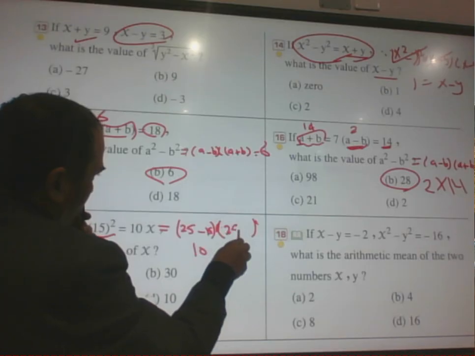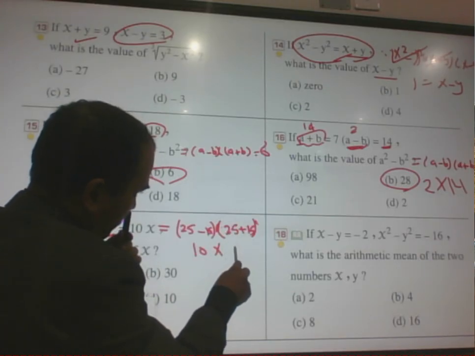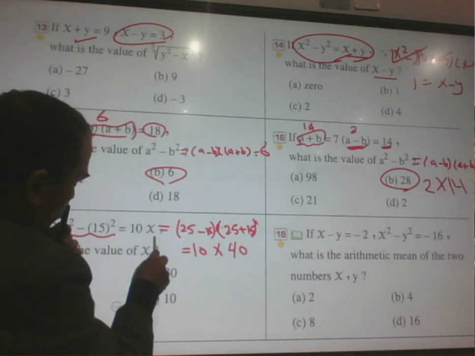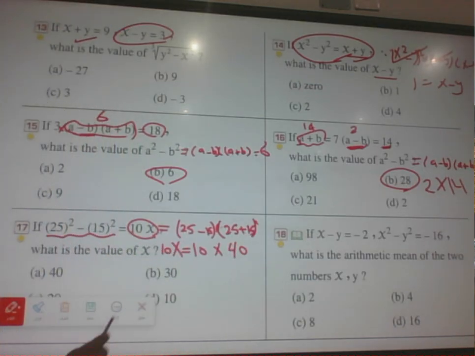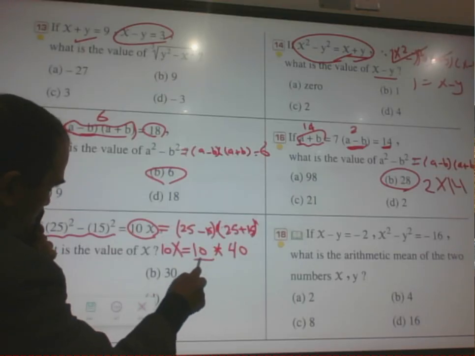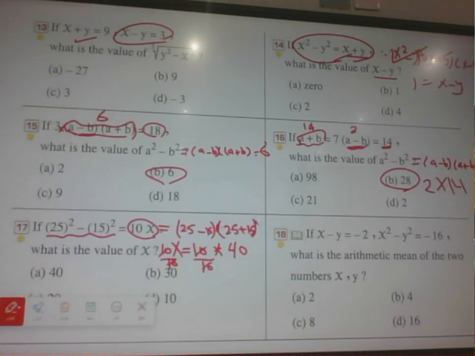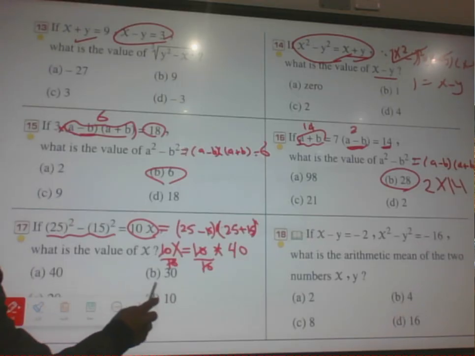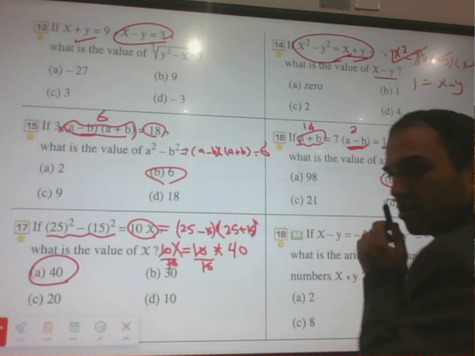Okay, complete again. We have 25 plus 15, and look here, 25 plus 15 is 40. Comparing together, we have here 10x. You can simplify by dividing this equation by 10. Then the value of x here will be 40. The value of x will be what? 40. Choose letter A.